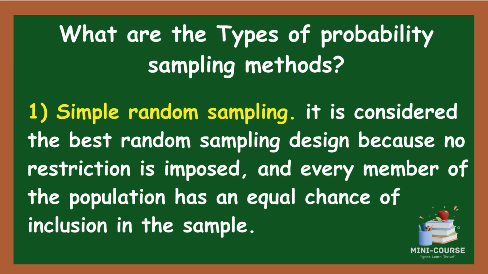What are the types of probability sampling methods? There are four main probability sampling techniques or sampling methods. 1. Simple random sampling. It is considered the best random sampling design because no restriction is imposed, and every member of the population has an equal chance of inclusion in the sample.